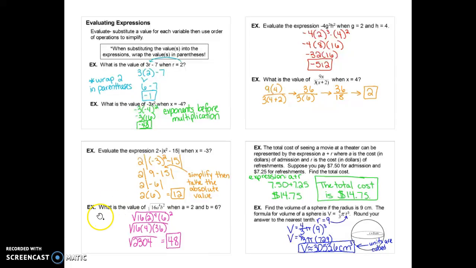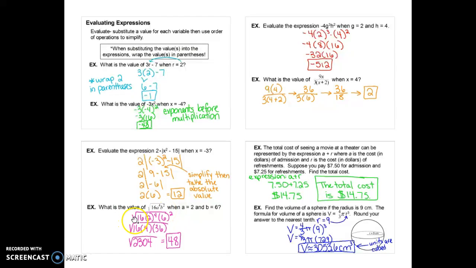Okay. Another example, what is the value of, and we have the square root of 16, a to the 4th, b to the 2nd. So all of that is underneath of this square root bar. I want to evaluate that for when a equals 2 and b equals 6. So again, I have two variables. I'm going to replace each one of them with the new value.